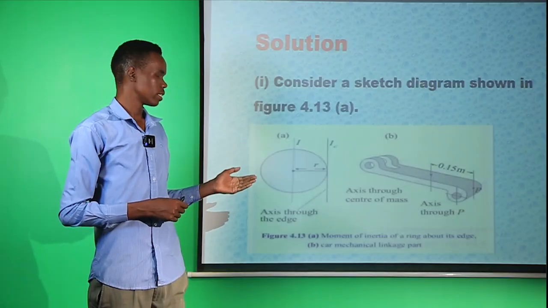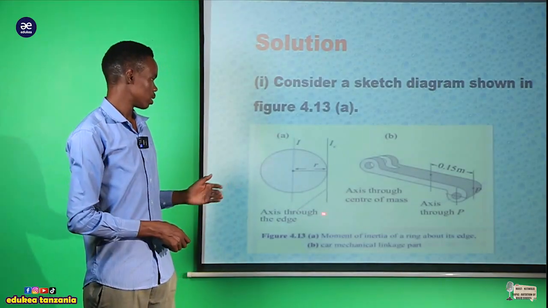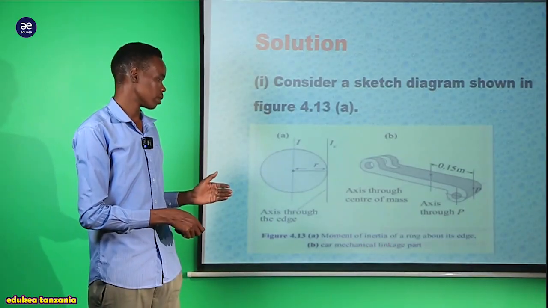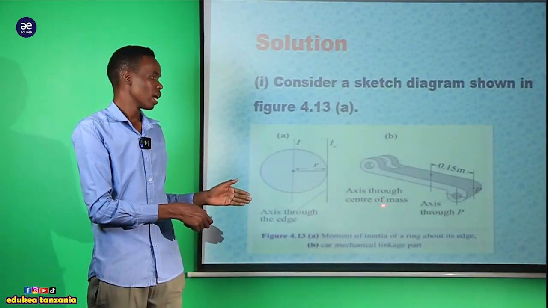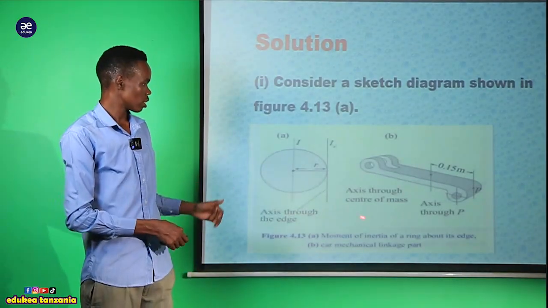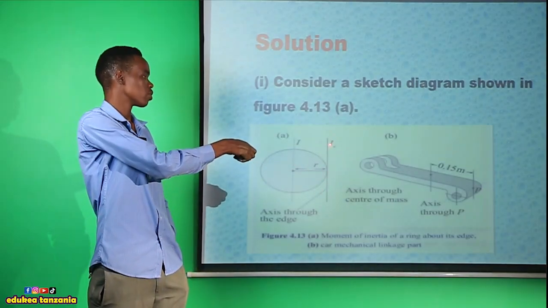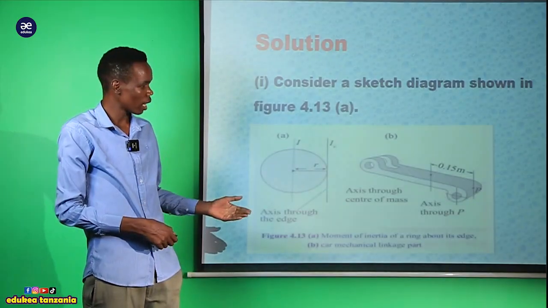So this is the figure that we have been given, and this is our equation here. This one represents the moment of inertia of the ring. This is for the uniform ring, and this one is for the car mechanical linkage. As we try, they have their distance and also the parallel axis, the moment of inertia through the center, and also the moment of inertia through any axis.